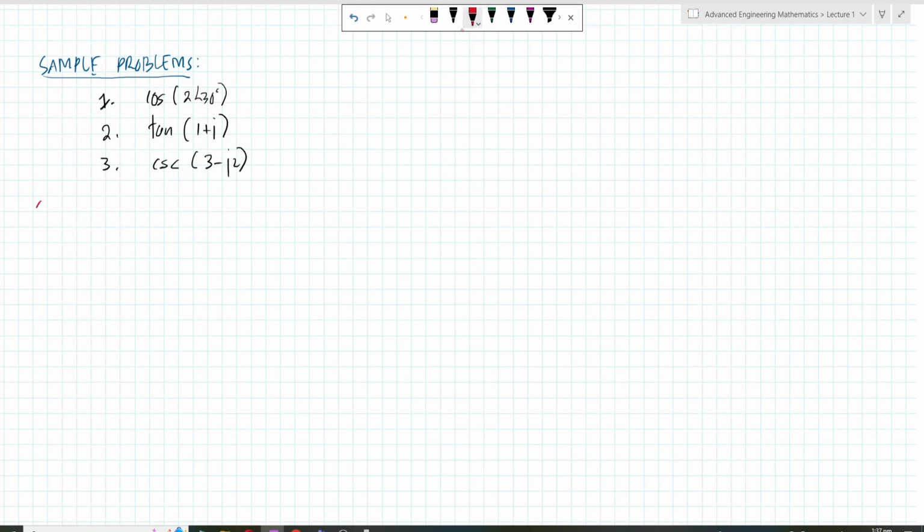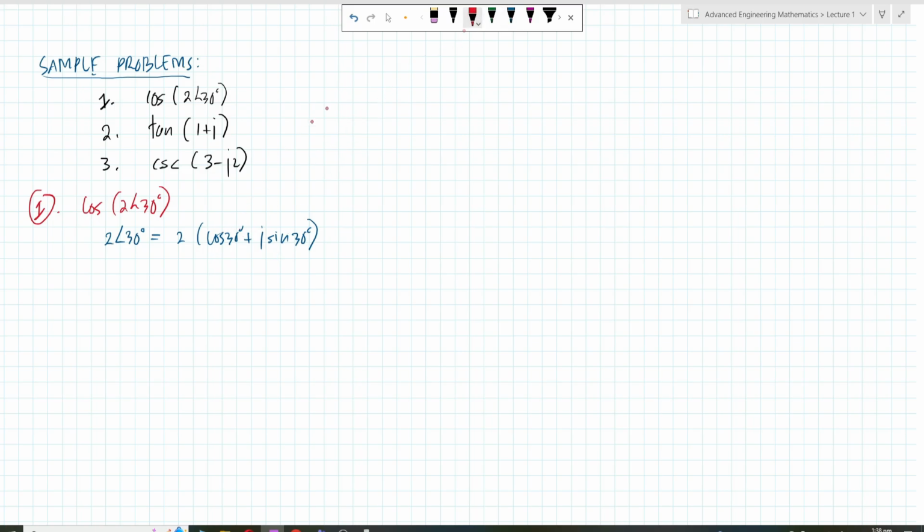For number 1, we have the cosine of 2 cis 30 degrees. We don't have a direct method for the cosine of a complex number in polar form, so the first thing to do is to write this complex number in rectangular form, since that's all we have. The 2 cis 30 degrees is the same as 2 times the quantity cosine of 30 degrees plus j sine of 30 degrees.